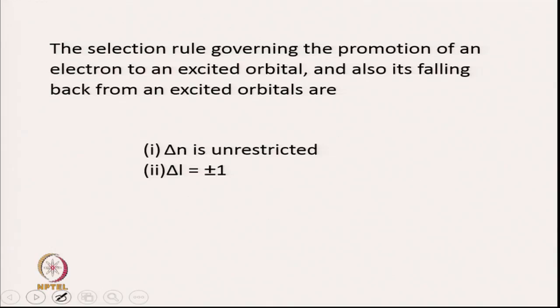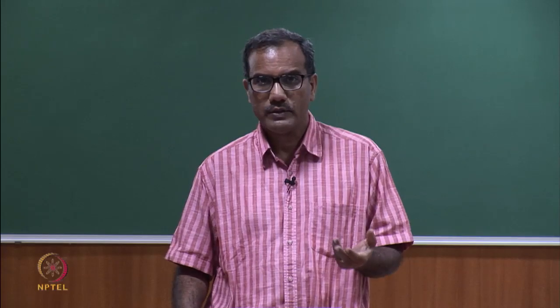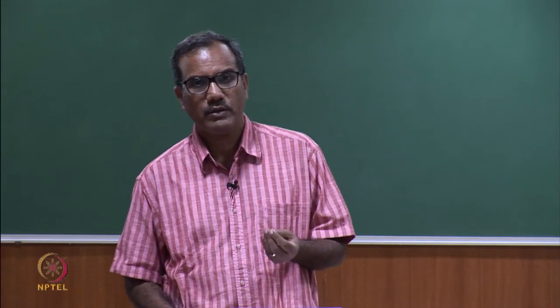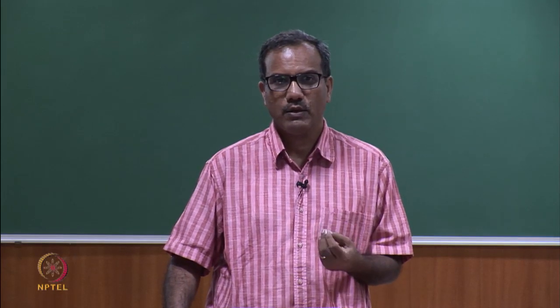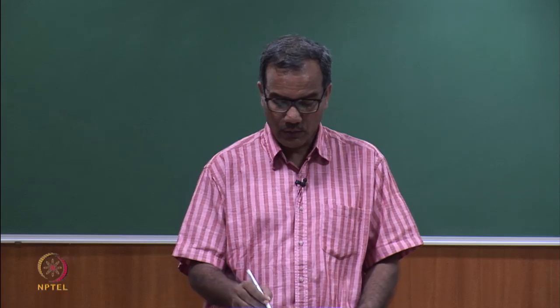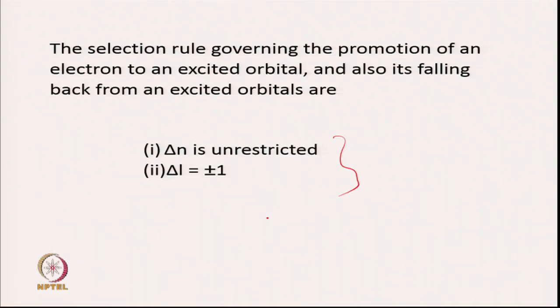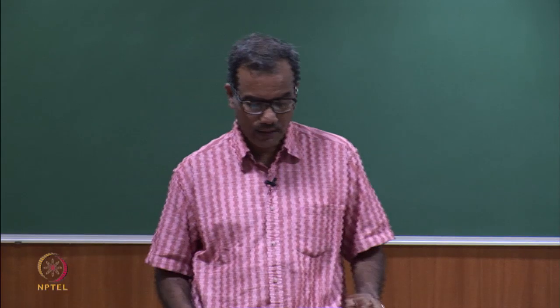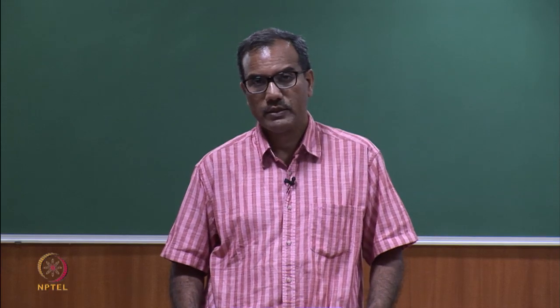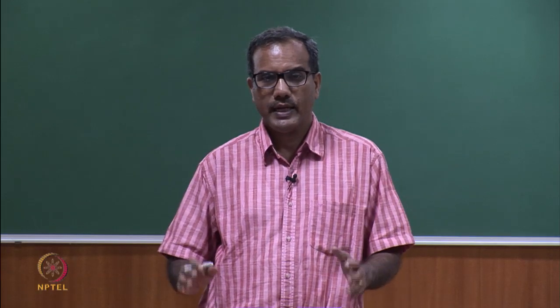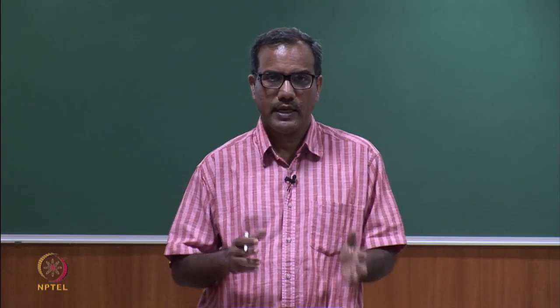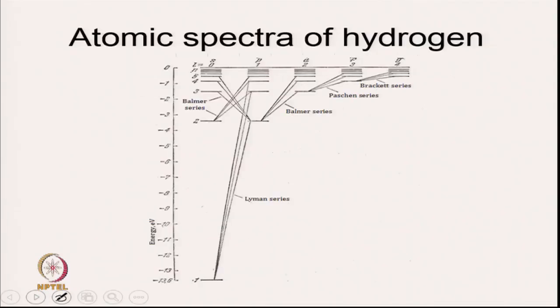Selection rule, already talked to you, governs the promotion of an electron to an excited orbital and also its falling back from the excited orbitals. These are the two selection rules. For gross spectrum, we do not need the second one, but I will talk about fine structure and we will see the importance of the second selection rule. So, the selection rule for electronic transition is that delta n is unrestricted, delta L is plus minus 1. So, this is your atomic spectra.